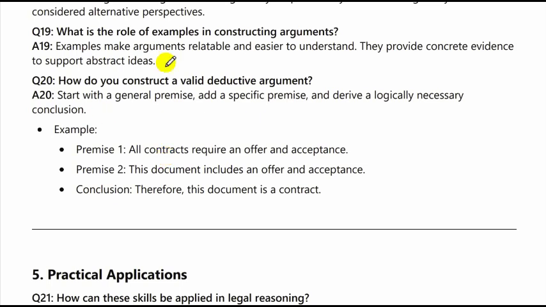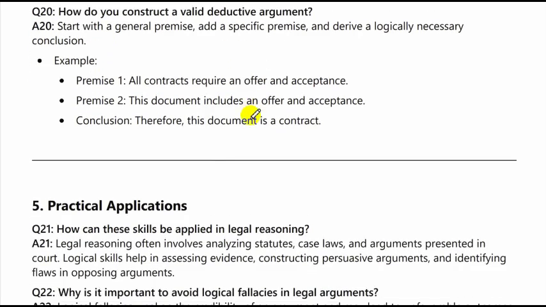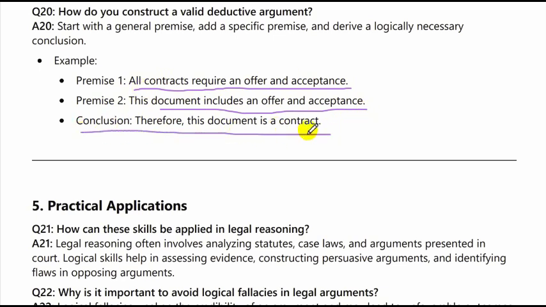Question 20. How do you construct a valid deductive argument? So first we start with a general premise, then we add a specific premise and derive a logically necessary conclusion. Example, first premise is all contracts require an offer and acceptance. We all know that as per Contract Act, contract requires an offer and acceptance. Second is, the document includes an offer and acceptance. And therefore the conclusion is that this document is a contract.